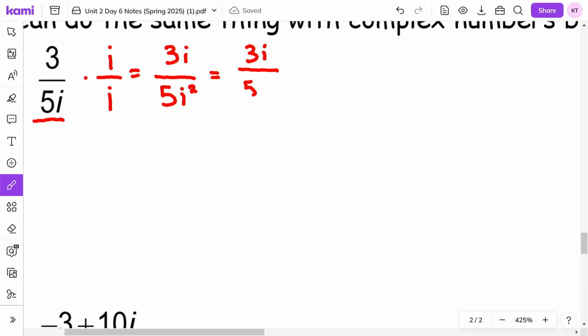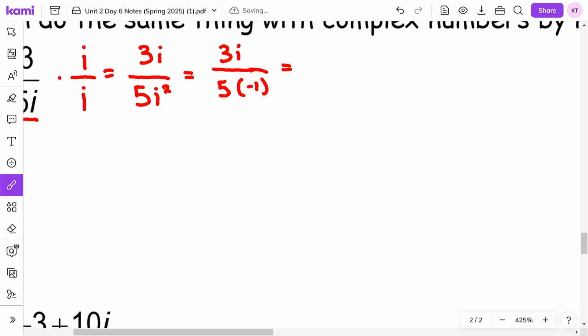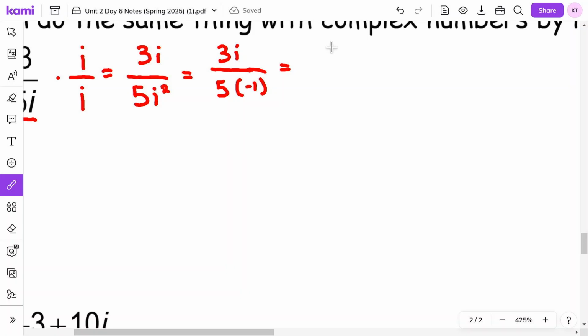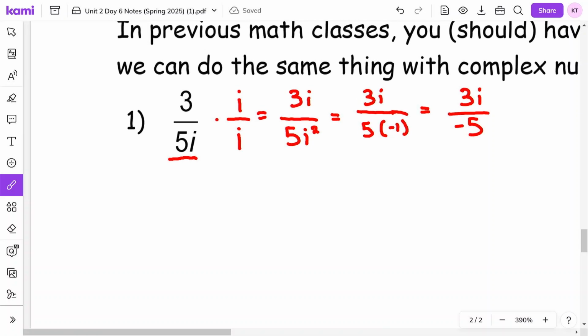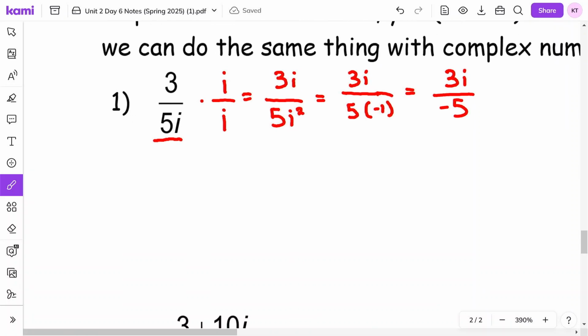So essentially, 5i squared is the same thing as 5 times negative 1. And so 5 times negative 1 will give me negative 5. So simplified here, I will have 3i divided by negative 5. So if I was to rationalize the first one, that would be my answer.